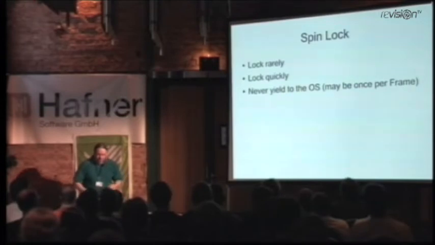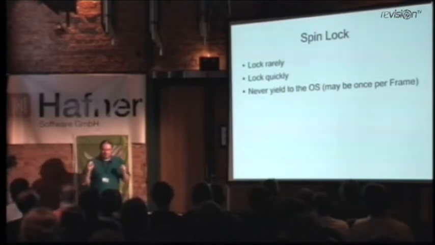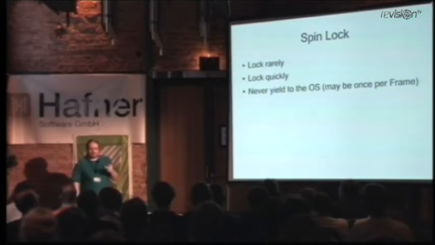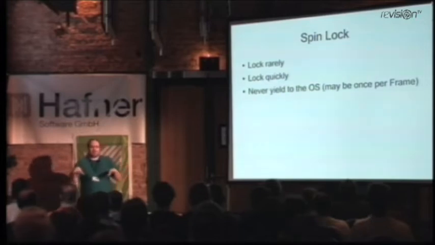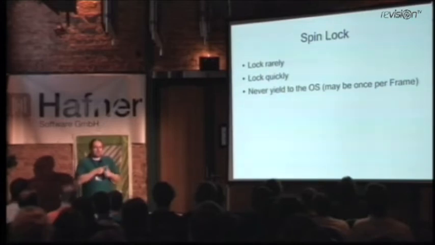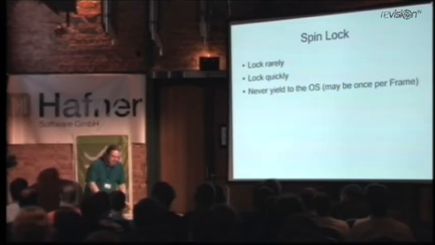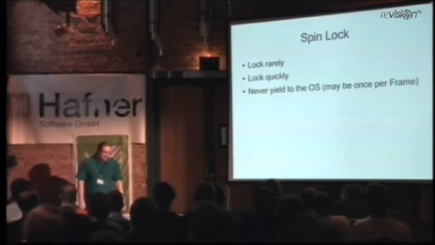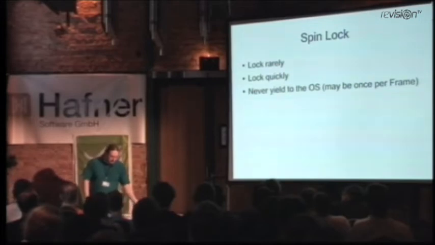If you're using these spin locks, I say lock rarely, lock quickly, and never yield, of course, because you don't want to have all your threads waiting on each other. The best way to do that is not to lock at all, which is very difficult to do, so that's an advanced topic. Or at least lock as rarely as possible and as quickly as possible, so that the chances of these tasks actually waiting on each other are as small as possible.